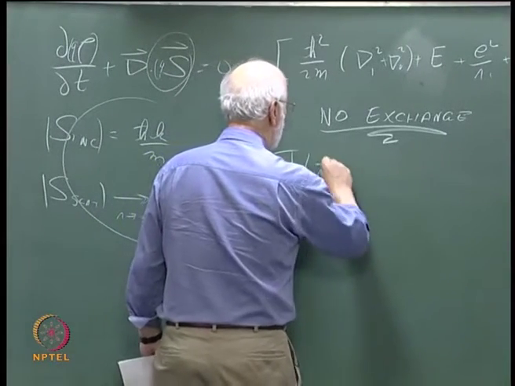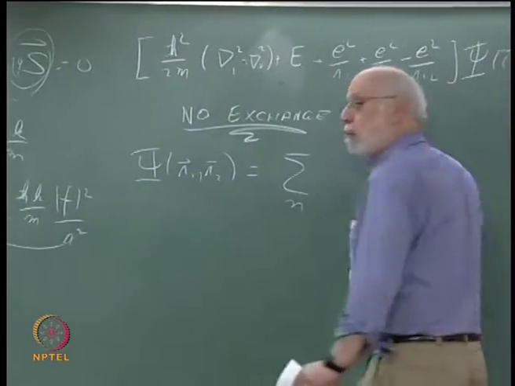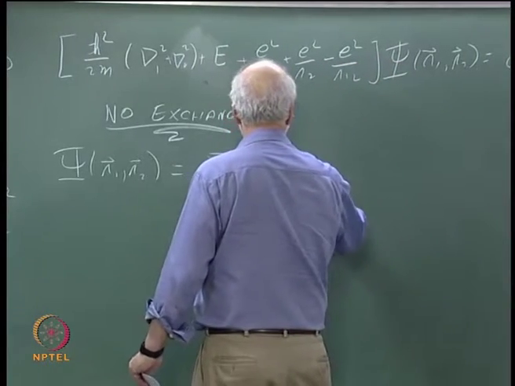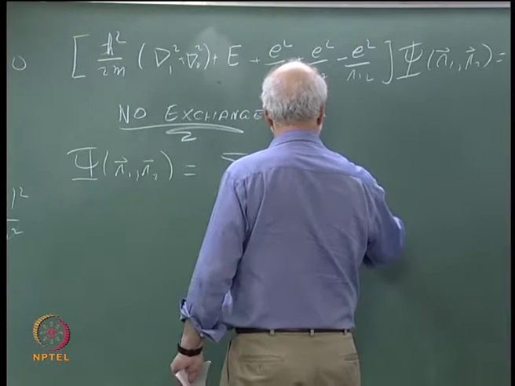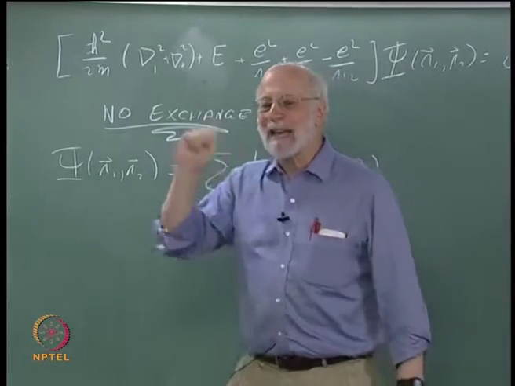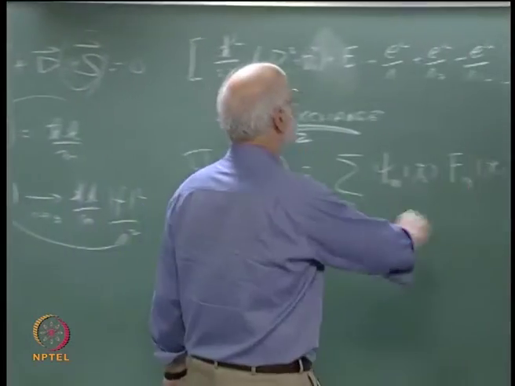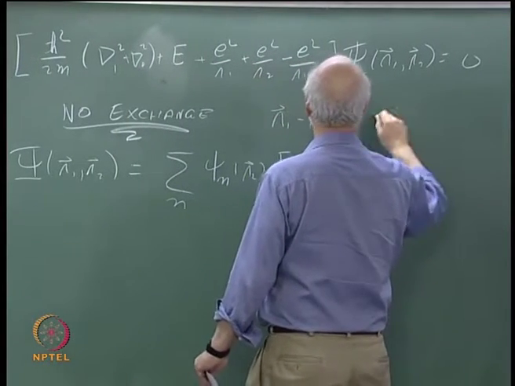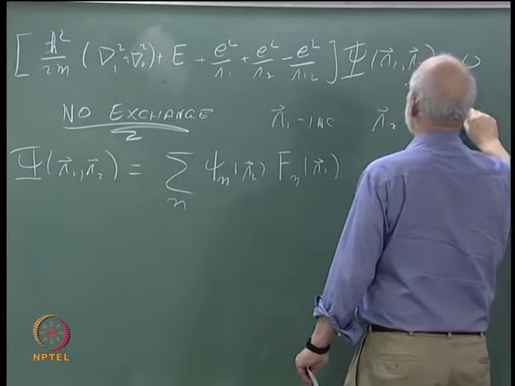I take Psi of R1 and R2. I'm going to write it as a sum. Remember, it's a two-particle wave function, so I'm going to write it like this: Psi n of R2, F n of R1. Now, since I'm not allowing exchange here, R1 I'm going to use for the incident particle, and R2 for the bound electron.